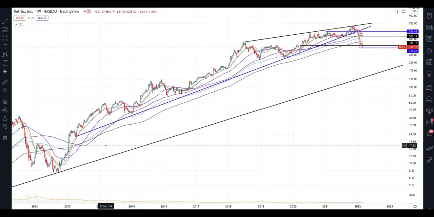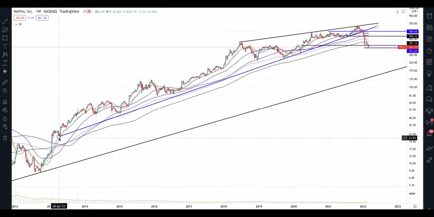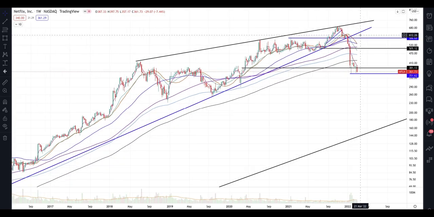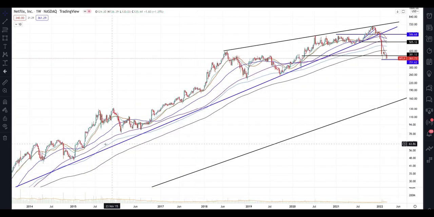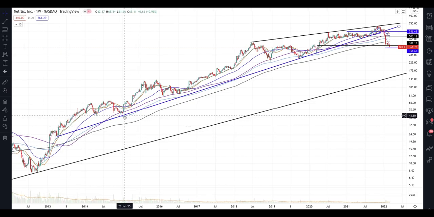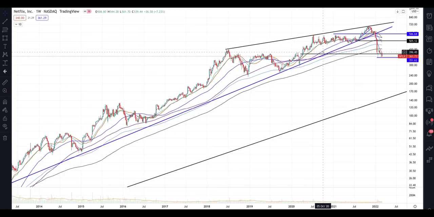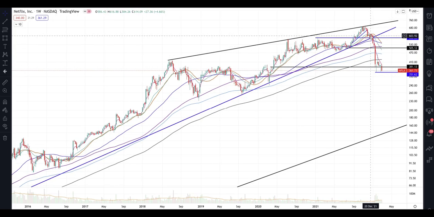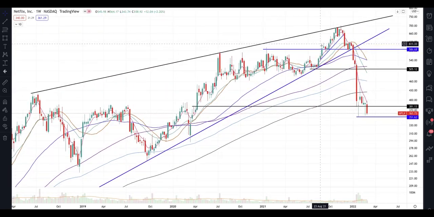And then since 2013, when Netflix started to really accelerate with hyper growth, you've had this uptrend in blue, right? So as we can see, pretty much any time along the way where it's been at or near this trend, Netflix found support until recently when Netflix breaks down here.